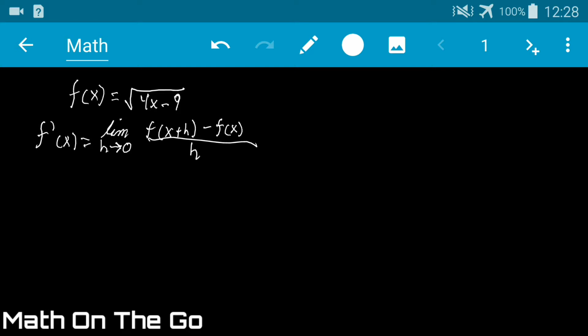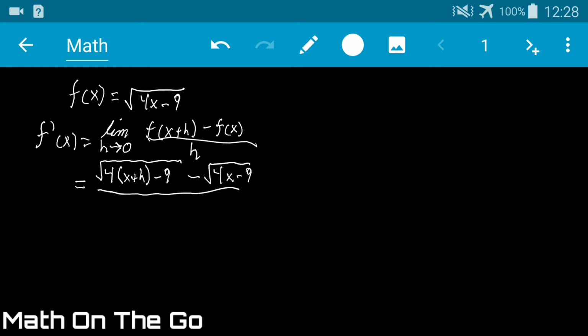So, again, we're going to put x plus h in for anywhere there's an x for the first f of x plus h, and then for the minus f of x, we're just going to put in the square root of 4x minus 9. So we're going to have the square root of 4x plus h minus 9, minus the square root of 4x minus 9, over h.